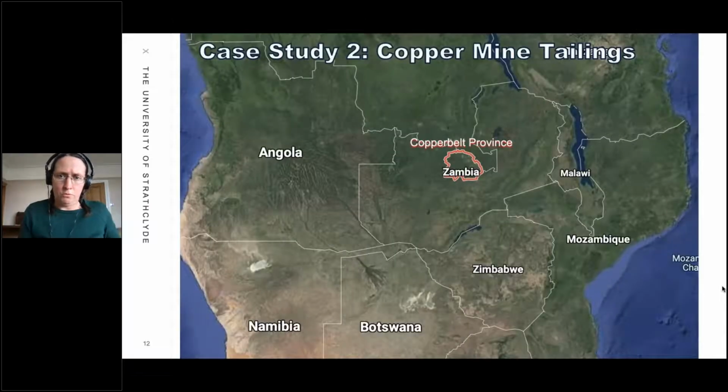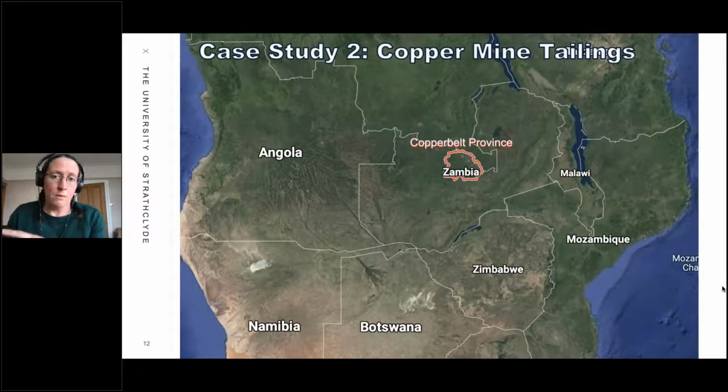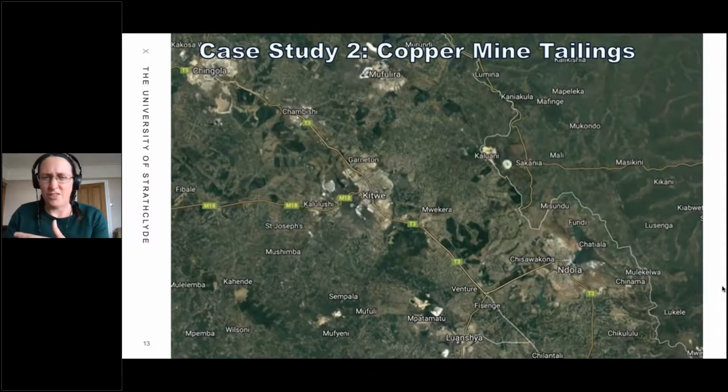Moving on to my second case study, which is very different. We're looking at copper mine tailings, but the same approach applies here. So Copperbelt province is in the north of Zambia, or actually in its center if you look at it geographically. Zooming in to Copperbelt province, you can see how blue, this is just taken from Google Maps. It gives you an idea of the extent of copper exploration in the region.